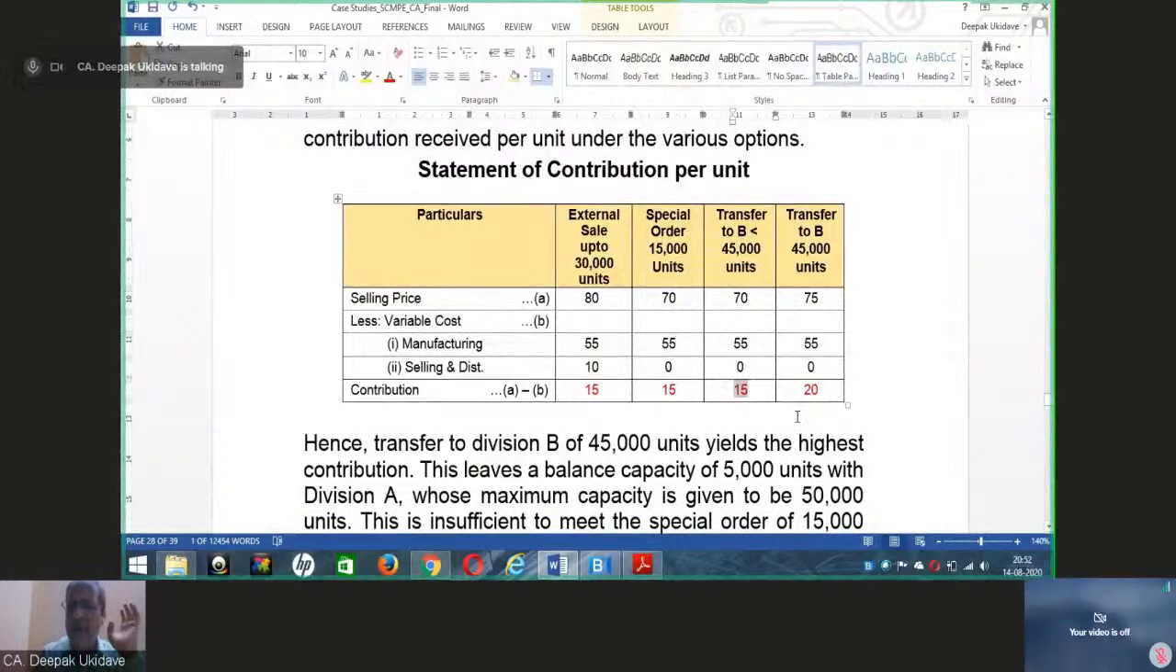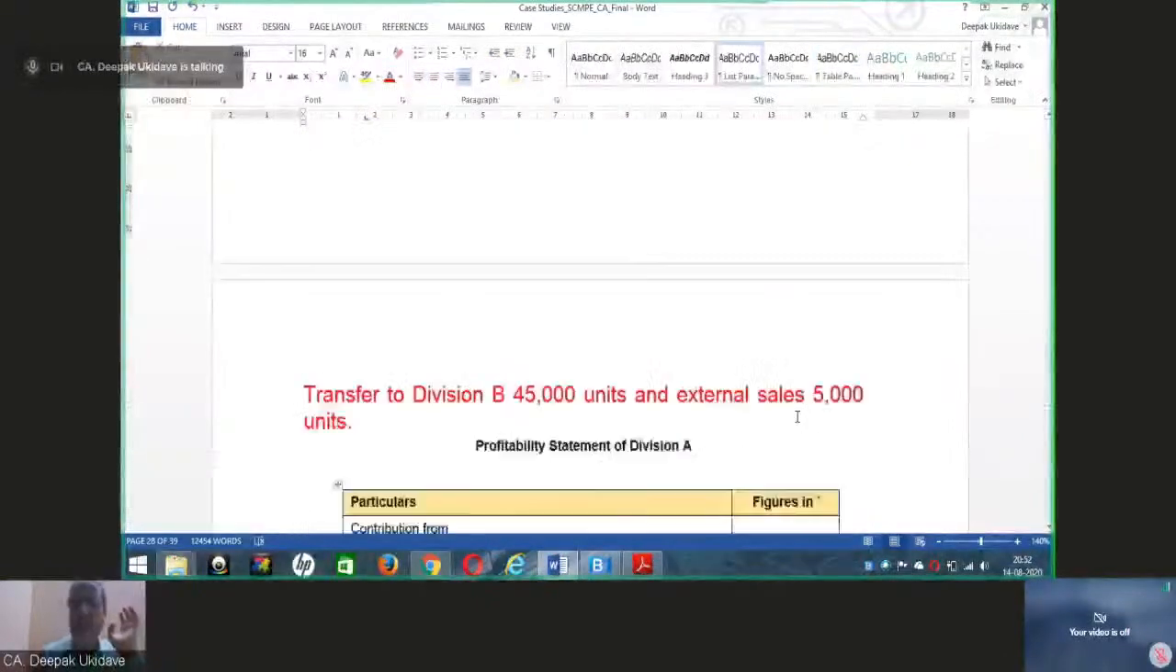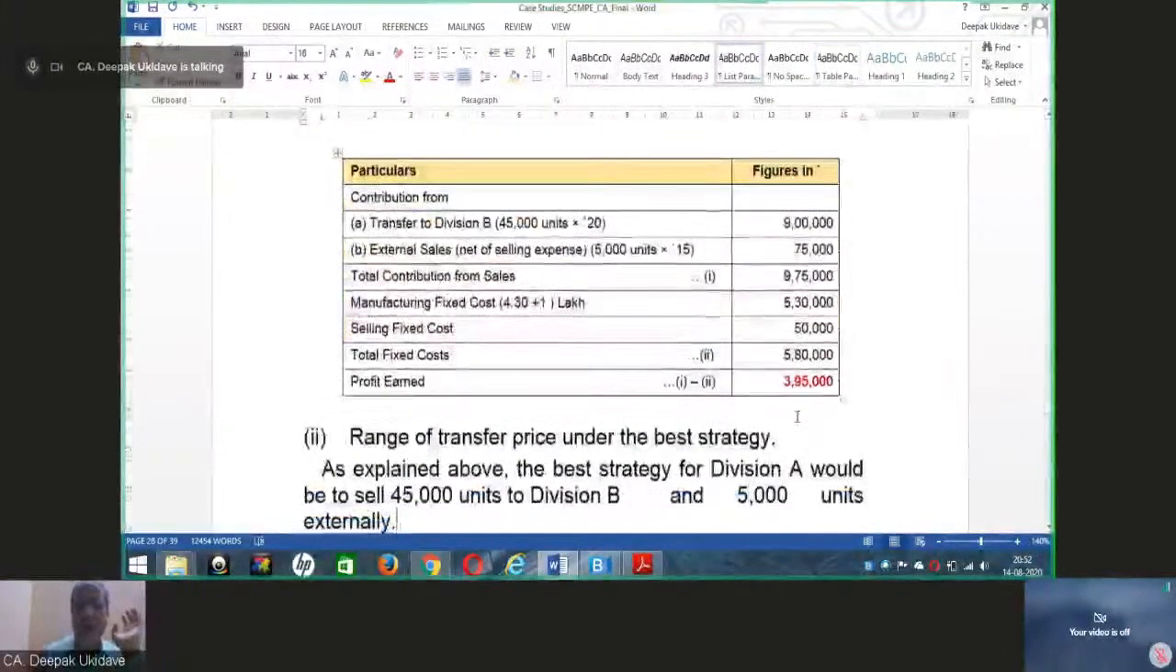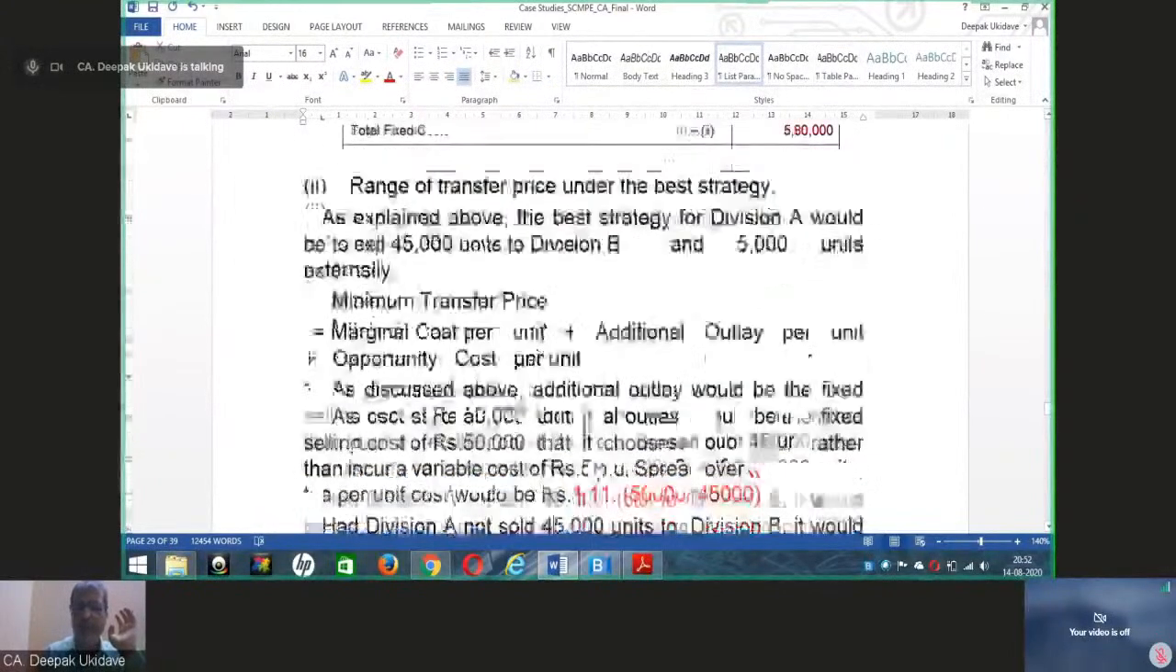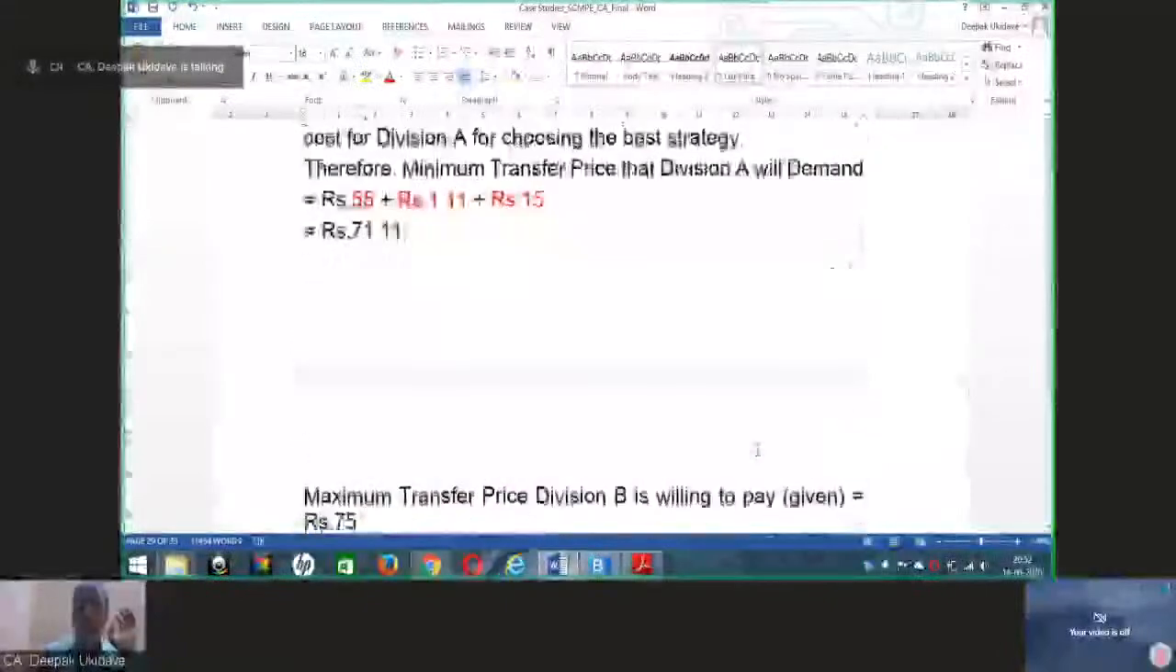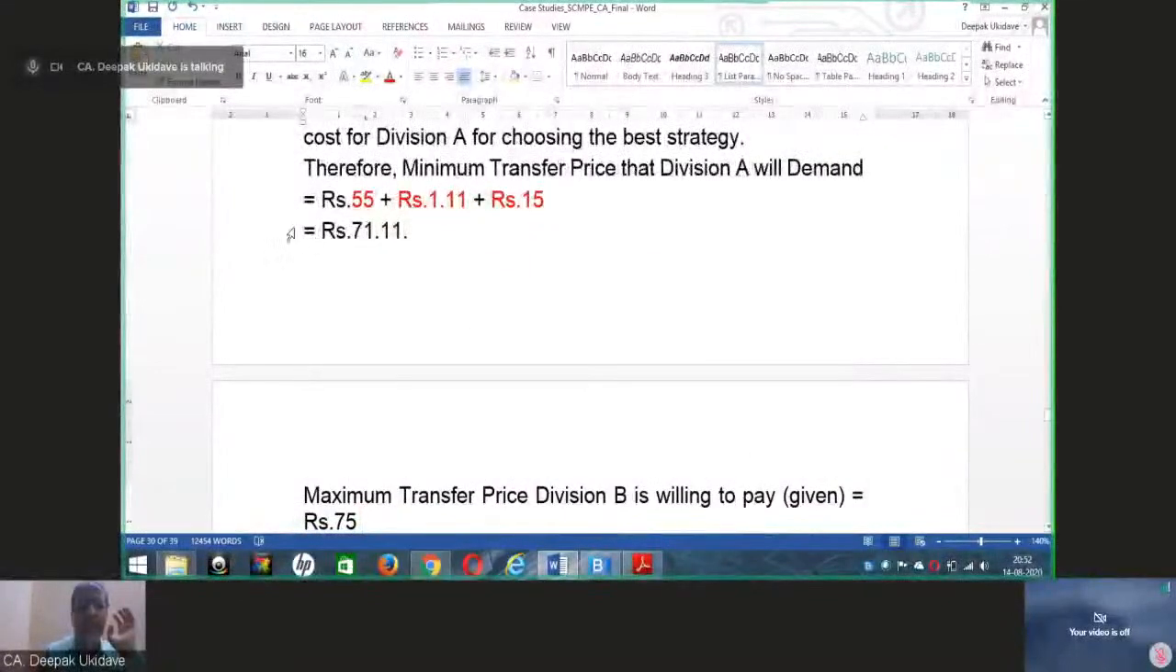So on one hand, by catering the entire requirement of the internal customer, you are making a good amount of profit, and that is 3,95,000. But while deciding the price range, minimum price particularly, we use that expression. So I hope all of you have no questions on this. Minimum transfer price is 71.11 rupees. This is the answer. Minimum transfer price is 71.11.